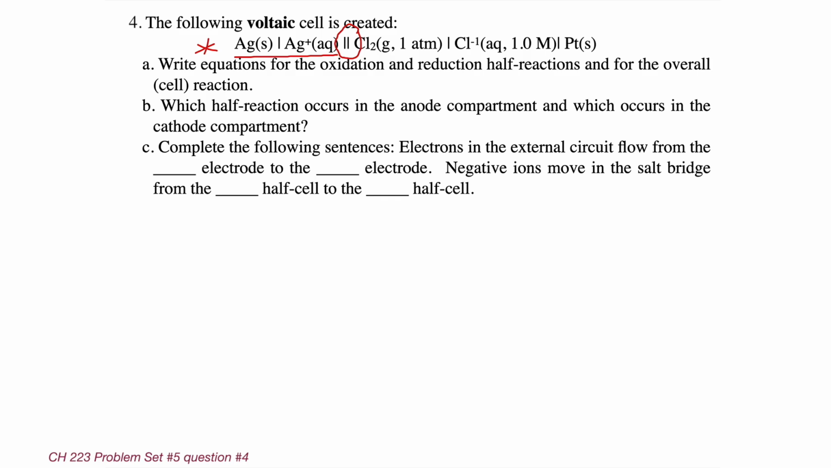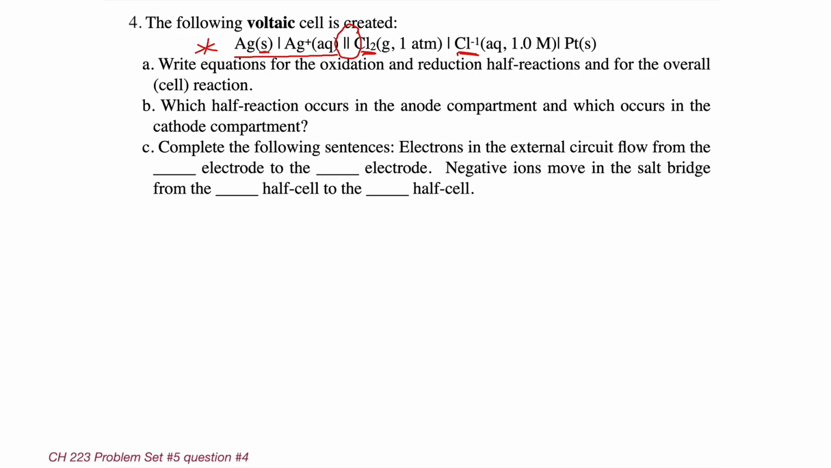So in this problem, the anode is on the left, the oxidation, and the cathode, which is the site of reduction, is going to be on the right. And sure enough, you can see here that chlorine is neutral, and it's going to chloride, which has a -1 charge. So chlorine is gaining electrons. It's becoming chloride.